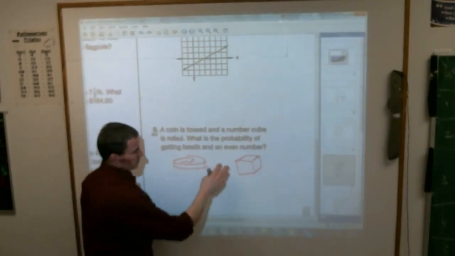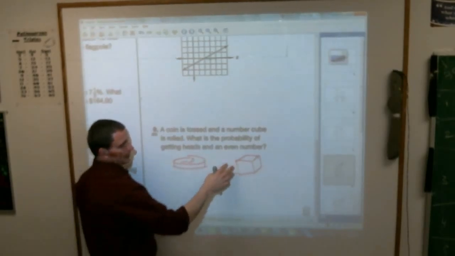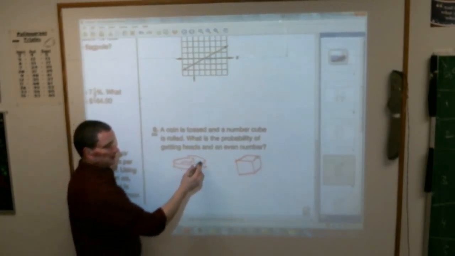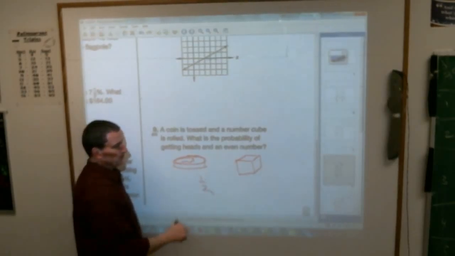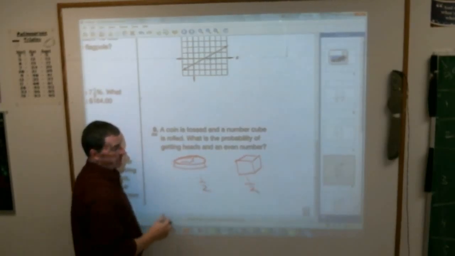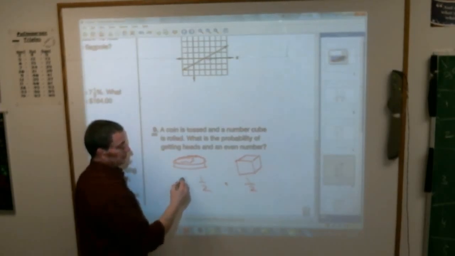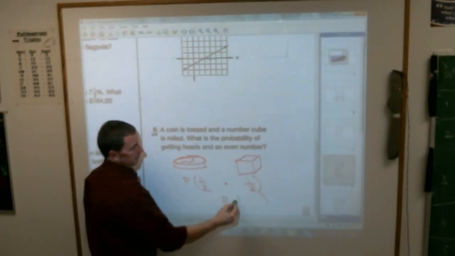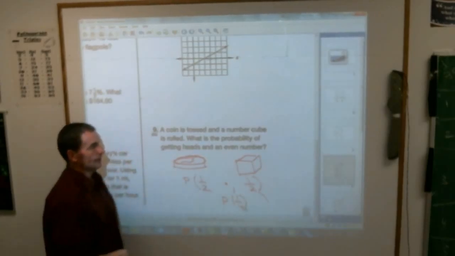Okay. Remember, we talked about this, this is probability. If you're looking for both of those, flipping a head and getting an even number, what's your probability of flipping a head? Half. What's the probability of rolling an even number? One half. The probability of both of those happening is their probabilities multiplied together. So its probability is one half times one half, which is one quarter. A quarter of the time, you should get a head and an even number.